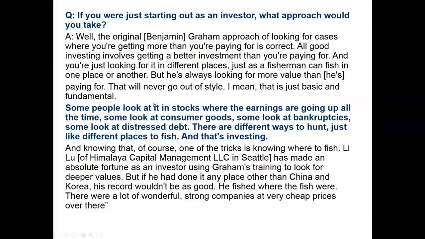Sometimes people look at stocks where the earnings are going up. Some people look at consumer goods. Some look at bankruptcies. Some look at distressed debt. There are different ways to make money, and I'll show you some of these ways when I set out my particular framework over here. He makes a point about Li Lu of Himalaya Capital Management. He's an investor training to look for deeper values, and he's had a good track record in Korea, but he wouldn't have found that elsewhere because the techniques that he's used in Korea have been used elsewhere.